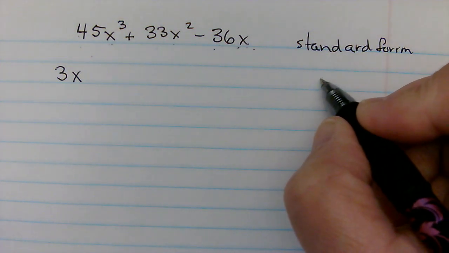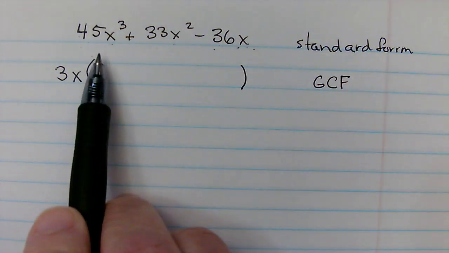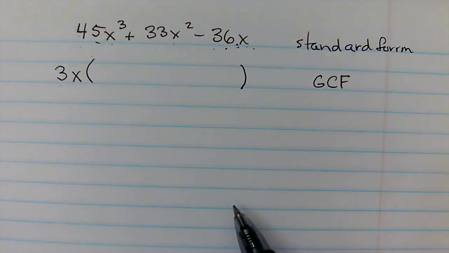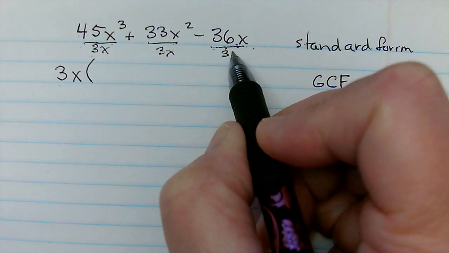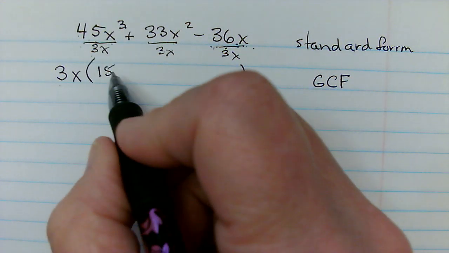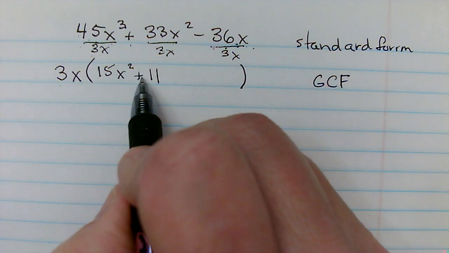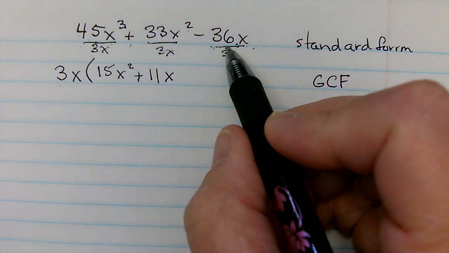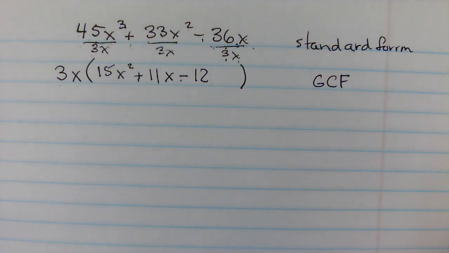So when you're factoring out the greatest common factor, you write the greatest common factor and then you write one set of parentheses big enough for the same number of terms you started with, because you're going to divide each of these three terms by the common factor. So you can think of it as making each one into its own little fraction and simplifying. 45 divided by 3 is 15, and x cubed divided by x is x squared. 33 divided by 3 is 11, the sign stays the same. X squared divided by x gives me x. 36 divided by 3 gives me 12, again the sign stays the same. X divided by x cancels.